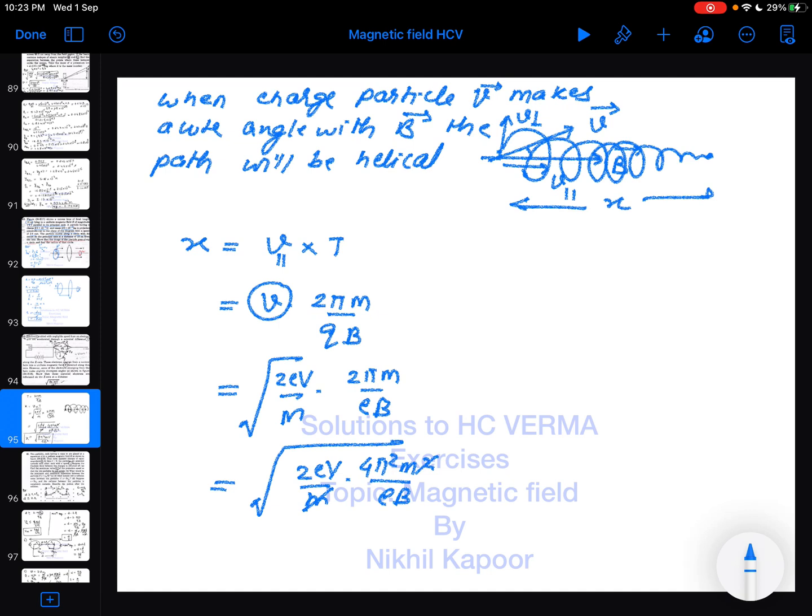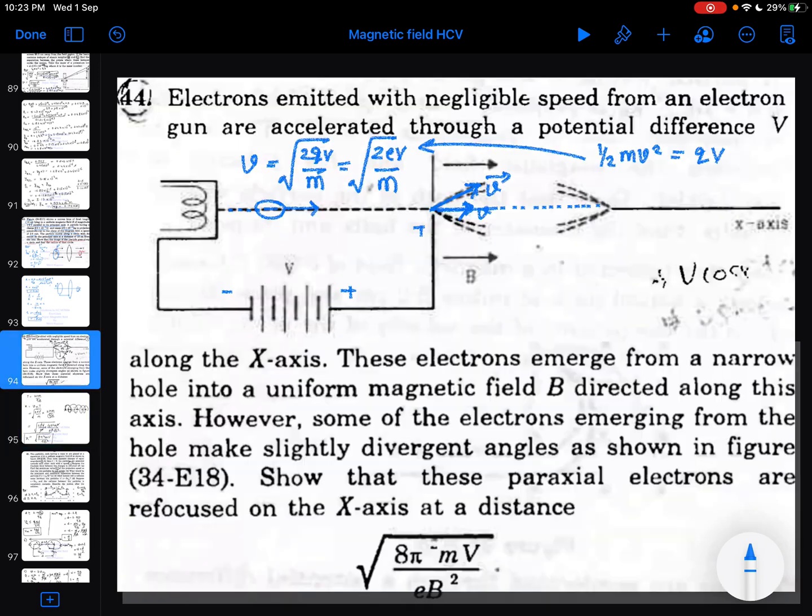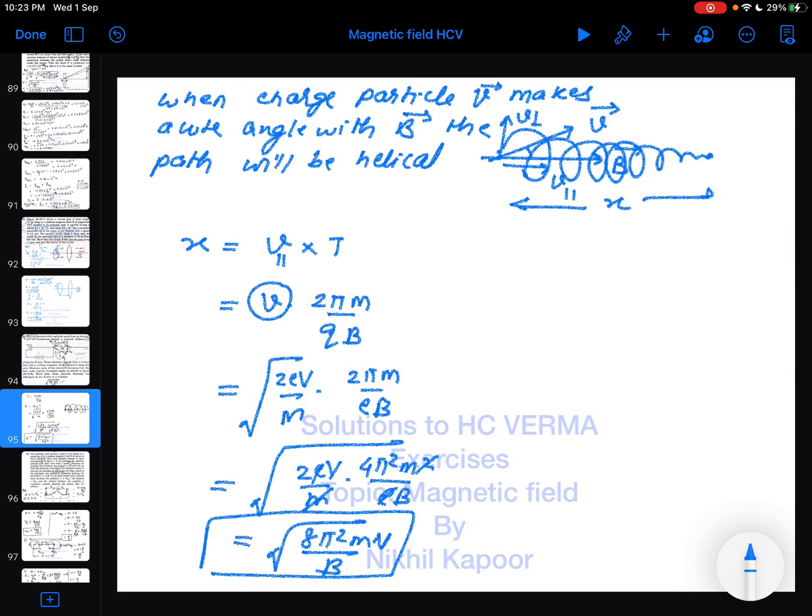So this m and that m get cancelled. 2 fours are 8 pi squared m, this e and e get cancelled, giving 8 pi squared mV upon eB squared. And this is nothing but the required proof which is expected from our side. So they will focus on the x-axis after completing one revolution only. Thank you.